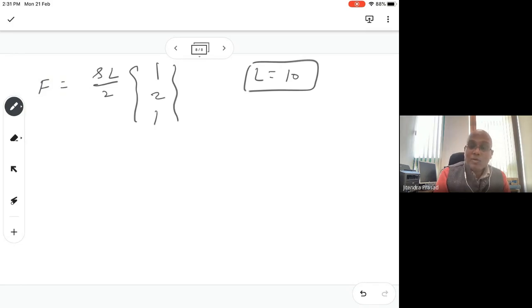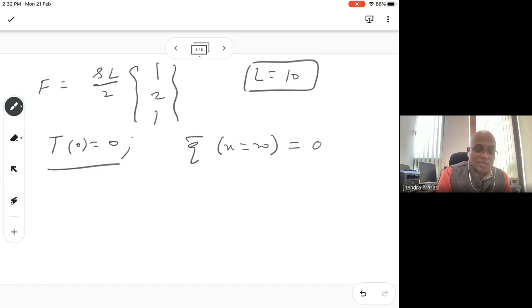Now what do we do? Now we have to apply the boundary condition. What is the boundary condition? You are given Q bar. We have applied T0 equal to 0, but now you have to apply Q bar at x equal to 20 is equal to 0 watts per meter, yeah, watts per meter square. So this is given, and then we have to enforce that.